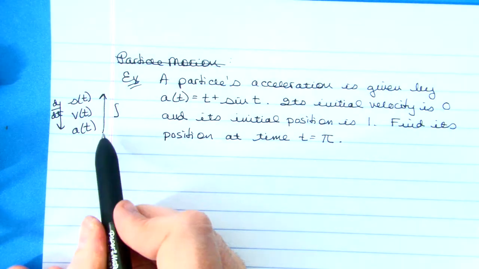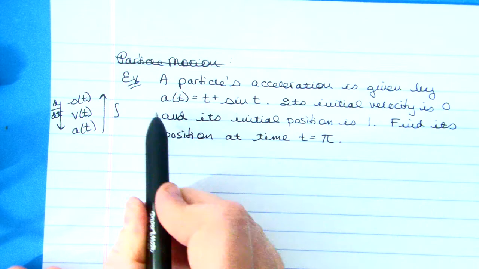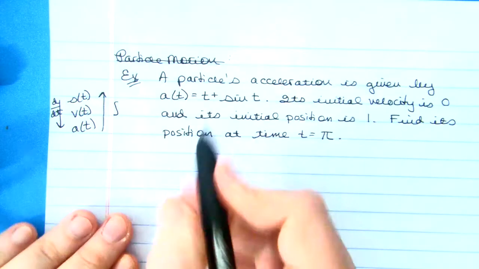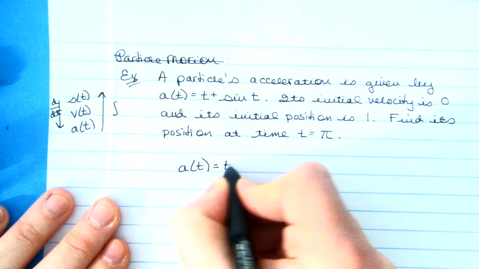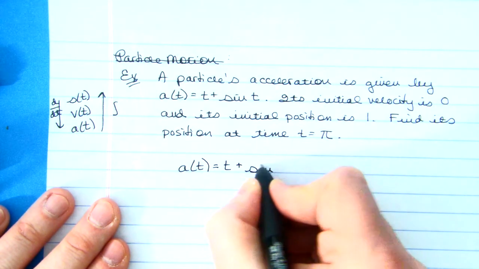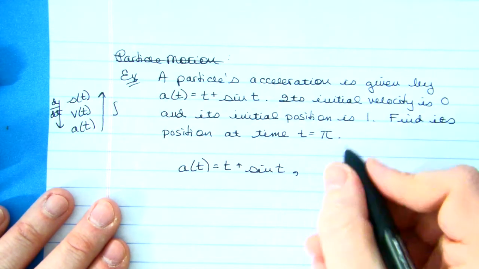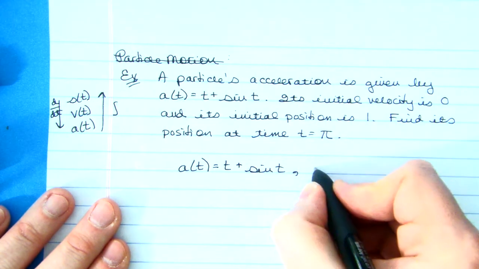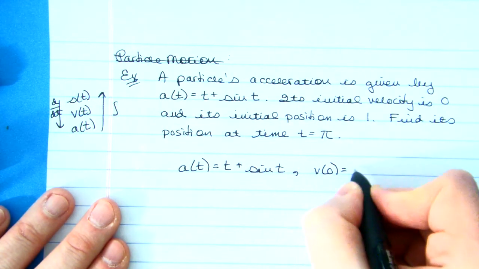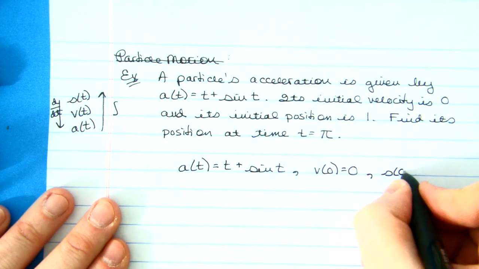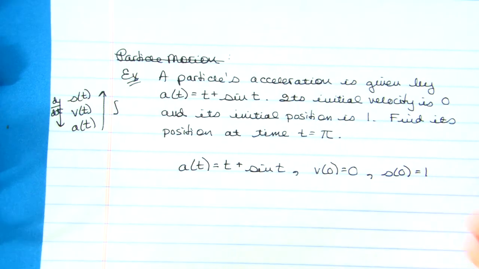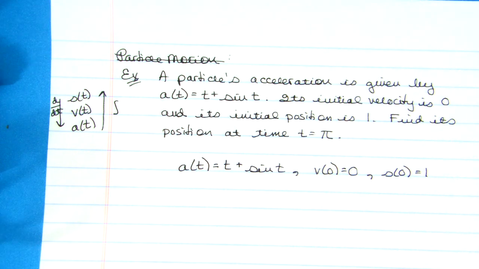Actually, what I gave you is a second-order differential equation. I'm giving you a second derivative here. Let me write this out. I've got a of t equals t plus the sine of t. The initial velocity is 0. That means the velocity at time 0 is 0. My initial position is 1, so s of 0 equals 1. And let's just ignore that question for right now. I'll find the position at time pi. I'll deal with that at the very end.